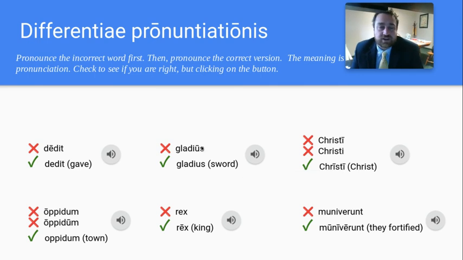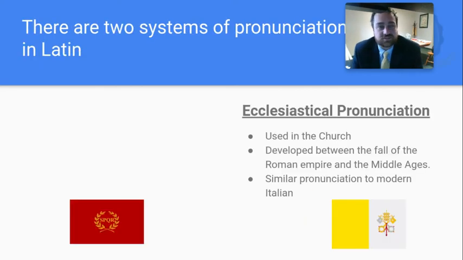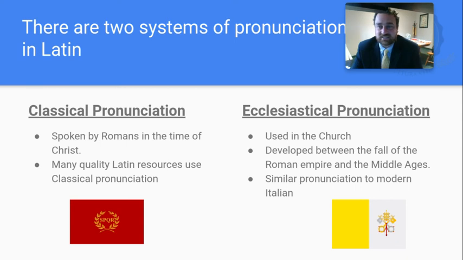So try to pronounce the words first, both the incorrect one and the correct one, and then click the button. Okay, so we're going to move on to ecclesiastical pronunciation and classical pronunciation. Classical pronunciation is what I use in class unless we're doing prayers, in which case I will use the ecclesiastical pronunciation, because no one likes to say Ave Maria gratia plena. It sounds better to use ecclesiastical pronunciation for our prayers. But I use classical pronunciation otherwise, and that way you get exposed to both, because Mr. Rundy uses ecclesiastical pronunciation.